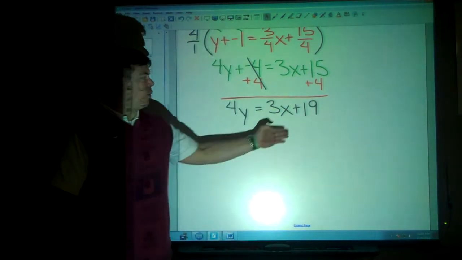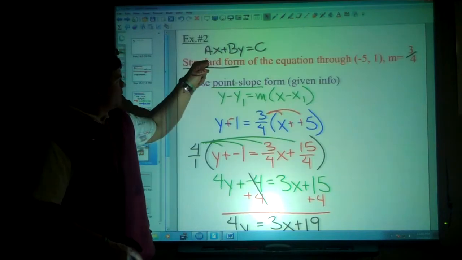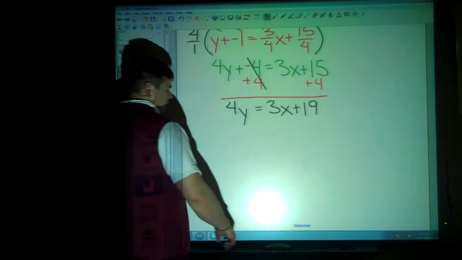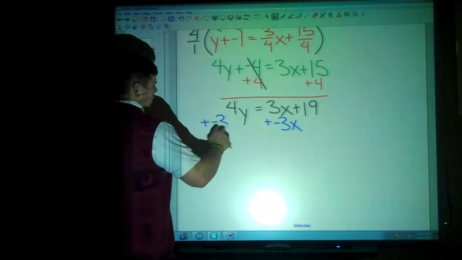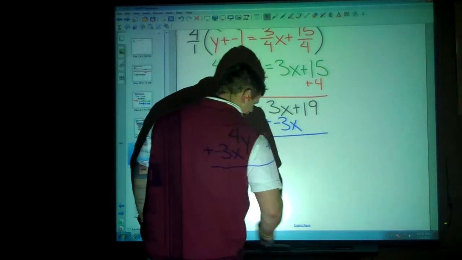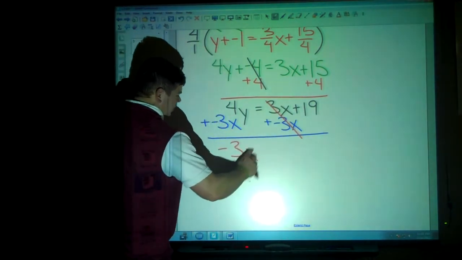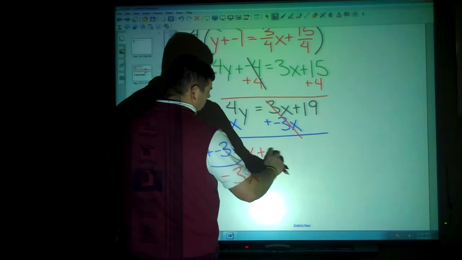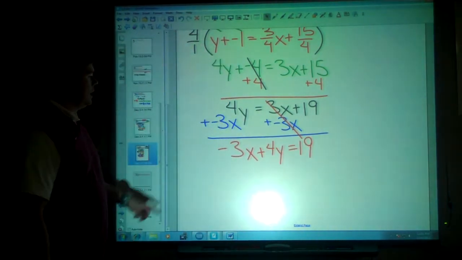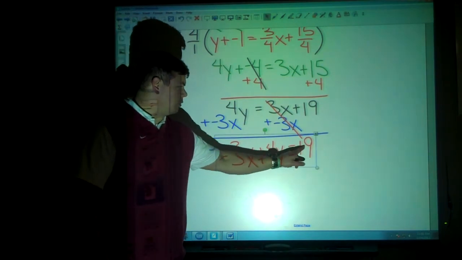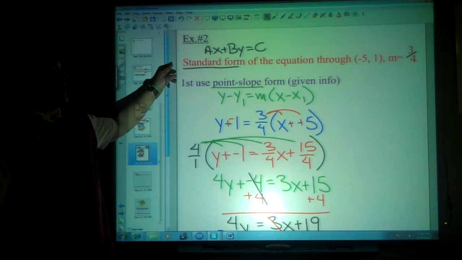Now if you divide by 4, you're going to create slope-intercept form. We're not looking for that. We're looking for standard form. So instead of dividing by 4, I'm going to add negative 3x. I get negative 3x plus 4y equals 19. ax plus by equals c. This will take some practice. This is not the kind of thing that you can just look at and get an answer.